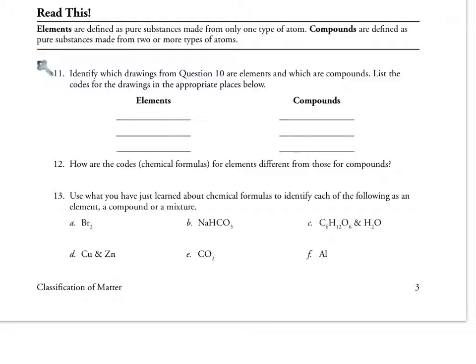Now we're going to apply that similar idea. If you have an element, again, it's just made up of one type of atom, whereas a compound is going to be made up of 2 or more different atoms. Again, in this analogy, essentially each atom is identified by a different shape. So if you have only one kind of shape, it's going to be an element. If it has two different types of atoms or more, it's going to be a compound.